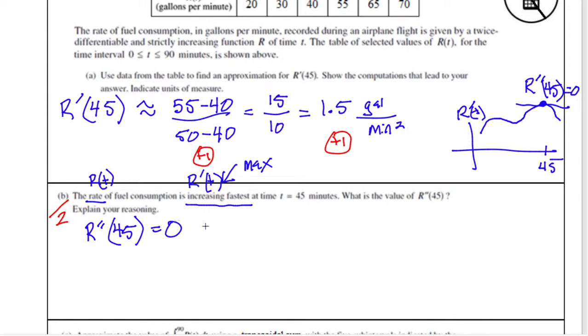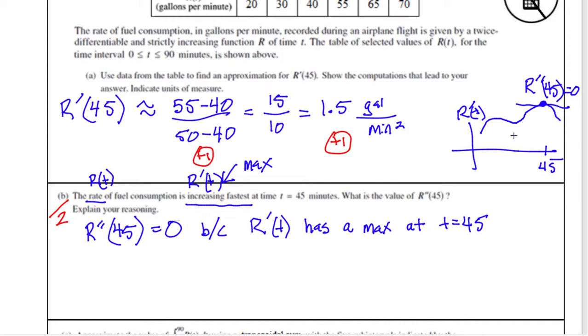In your rationale, it's because r prime of t has a max at t equals 45. That's enough rationale. Would it be different if it said decreasing the fastest? Yeah, if it said decreasing the fastest, it would be the same thing. It would still be 0, exactly, yeah.